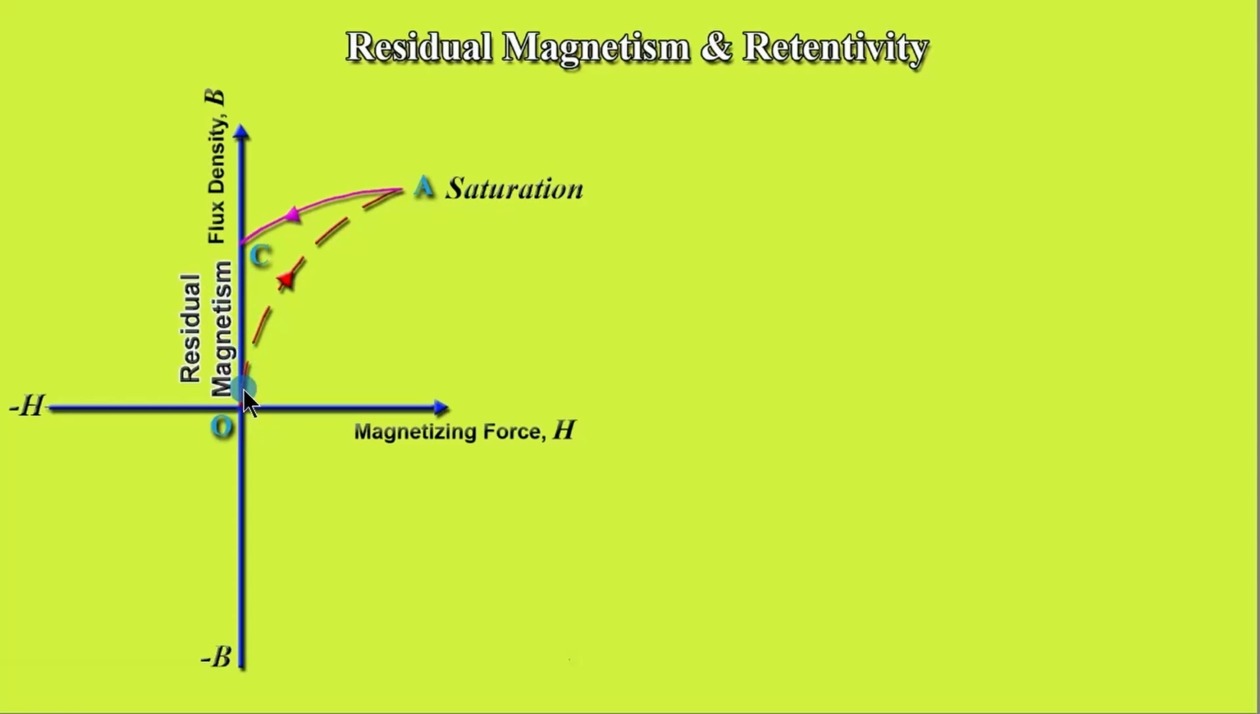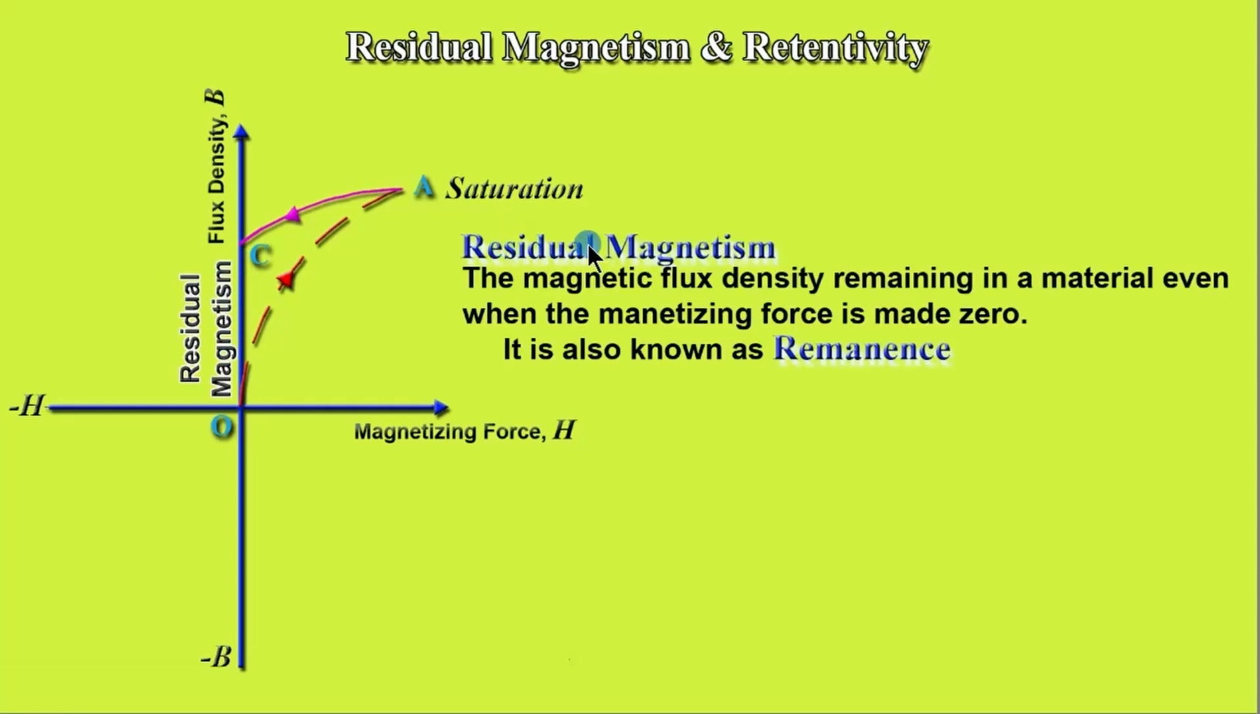The portion OC, that is the magnetism which remains in the material even when we reduce the magnetizing force to 0, is called residual magnetism. That is, residual magnetism is the magnetic flux density remaining in a material even when the magnetizing force is made 0. This is also called remnants. This point C is called retentivity, the power to retain its magnetization even after the magnetizing force is made 0.